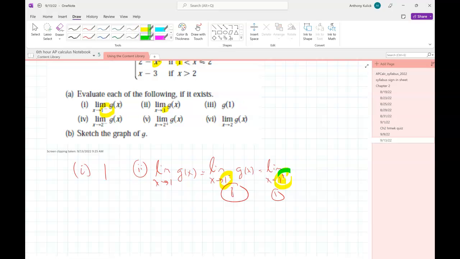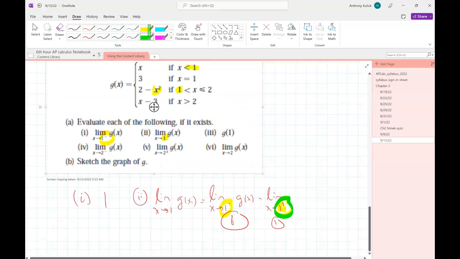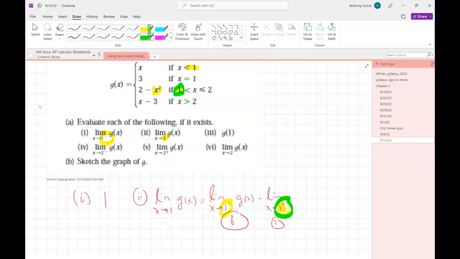The right-hand limit is going to be when we have the bigger side of 1, so I had to pull that piece. Is that okay? And because those matched, I know what the limit is, and I know it's the same thing as those two limits, even though the value of the function at 1 is 3. Right?